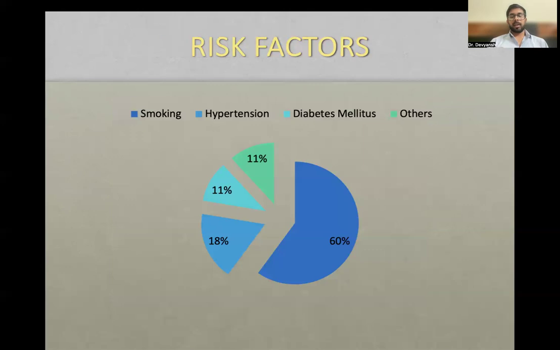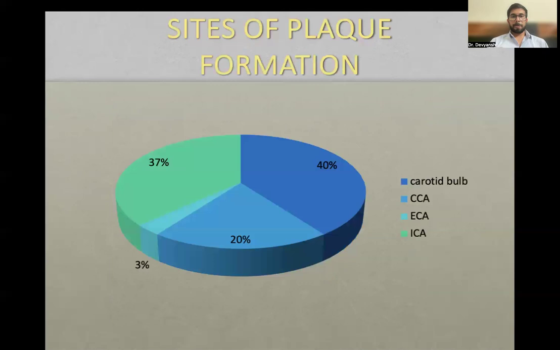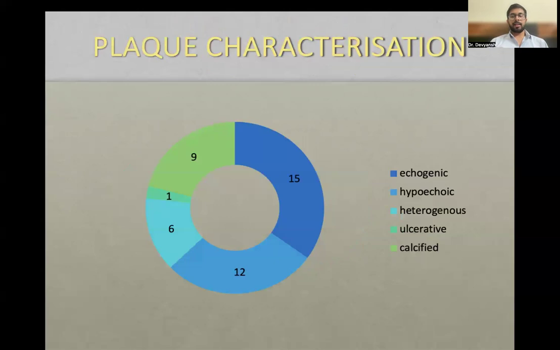Risk factors: 60% was smoking, 18% was hypertension, 11% was diabetes mellitus, and 11% was other. Site of plaque formation: 40% was in the carotid bulb, 20% was in the common carotid artery, 37% was in the internal carotid artery, and 3% was in the external carotid artery. Plaque characterization: 15 were echogenic, 12 were hypoechoic, 6 were heterogeneous, 9 were calcified, and 1 was ulcerative.